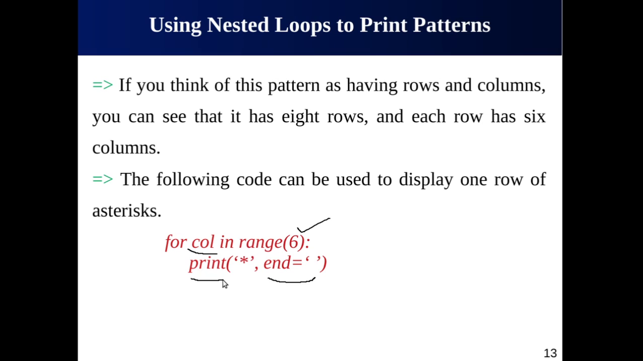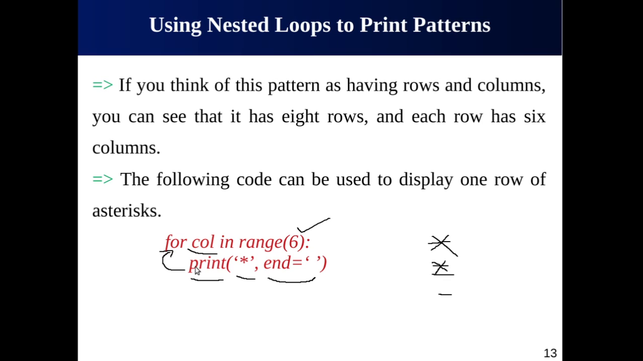Print, we all know that it is a built-in function. It will actually display this asterisk on the screen. But after displaying this character, if you do not write this parameter here, then after printing this character, the cursor will move to the next line. And once you execute this loop for the second time, the character will display on the new line.